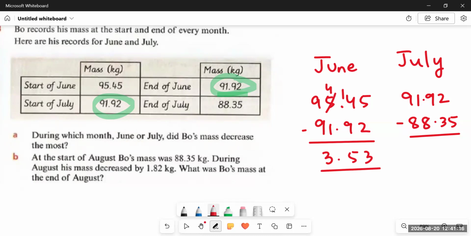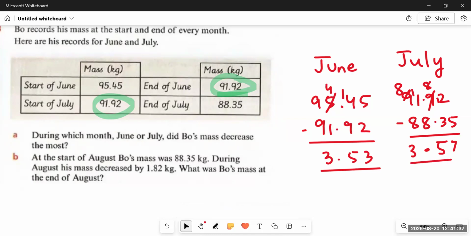And if we talk about July, let's borrow from here. It will become 8, 12. 12 minus 5 is 7. 8 minus 3 is 5. Again, we will borrow from here. It will become 11. 11 minus 8 is 3. 8 minus 8 is 0. So here we have a reduction of 3.57.